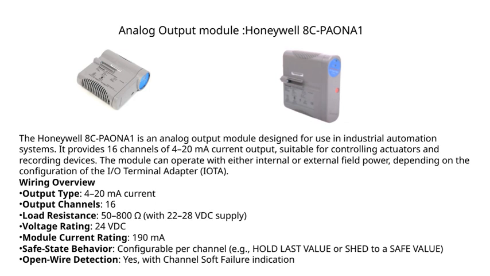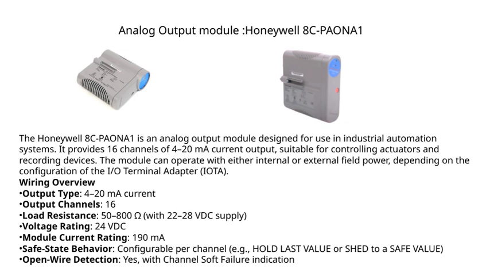Moving on to the wiring overview, the module's output type is a 4 to 20 milliamp current signal, which is standard for industrial control because it's less susceptible to noise over long distances. With 16 output channels, you can control multiple devices from a single module, streamlining your system design. The load resistance that the module can support ranges from 50 to 800 ohms, provided you're using a 22 to 28 volt DC power supply. This range gives you some flexibility depending on your load requirements.